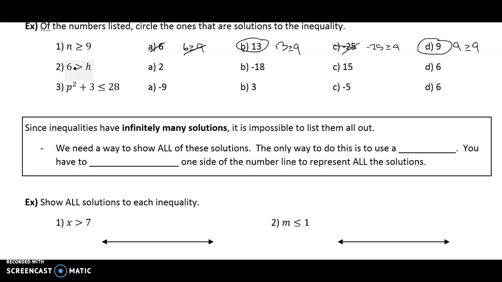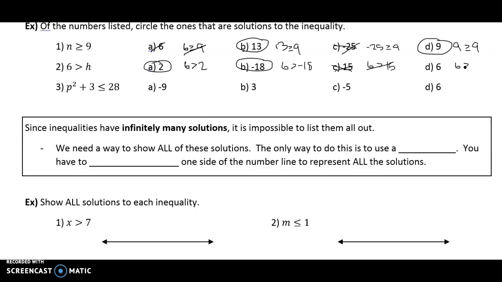6 is greater than h, so it's the reverse order. These ones I do suggest putting 2 in for h. So go over here and go 6 greater than 2. If that's true, which it is, 6 is greater than 2, it's a solution. 6 greater than negative 18. Is 6 greater than negative 18? Yes, it is. Is 6 greater than 15? No, it is not.